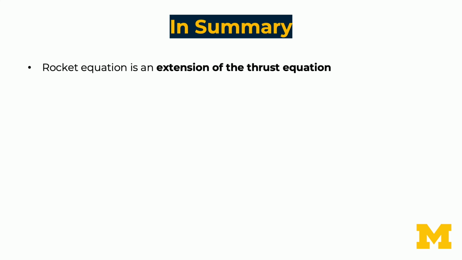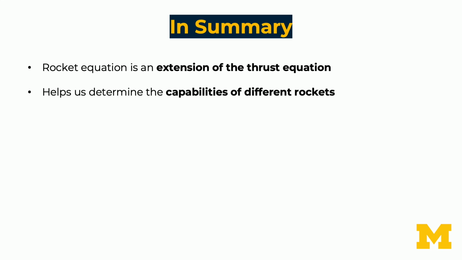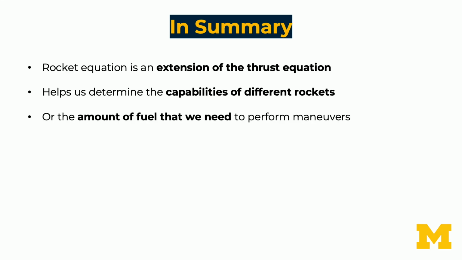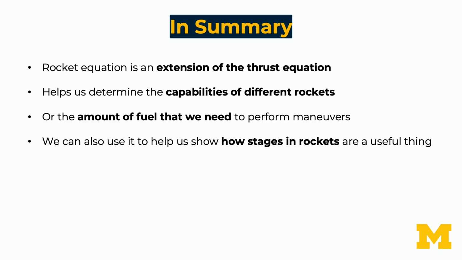In summary, the rocket equation is an extension of the thrust equation. It helps us determine the capabilities of different rockets. It helps us figure out how much delta V a rocket is capable of producing. Or it can help you determine how much fuel you need to add to a rocket to perform a specific type of delta V maneuver. We can also use it to help us show how stages in rockets are a useful thing. And we'll talk about that in an upcoming lecture.